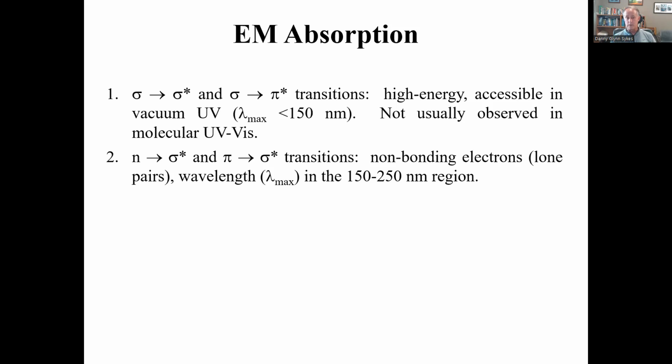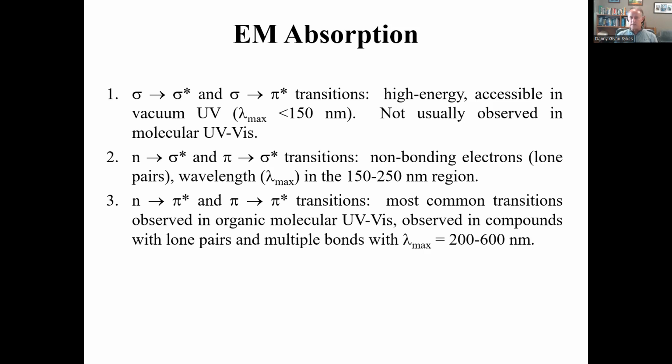The n to sigma star and pi to sigma star transitions involve non-bonding electrons or lone pairs, typically in the wavelength range 150 to 250. So some of these we are able to see. Most instruments will go down to about 190 nanometers, and that's typically the lowest wavelength limit of most spectrometers.